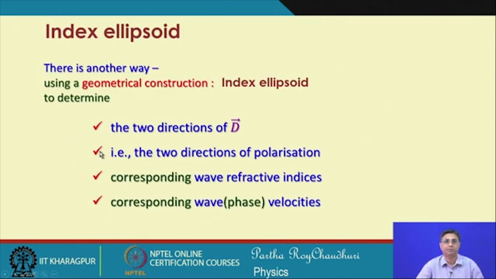Now, we will make a different approach, that is a geometrical construction, and will be called as index ellipsoid construction. This will again help us to determine the same thing, that is the two directions of the displacement vector, that is the two directions of the polarization when the direction of propagation of the electromagnetic wave is specified. Then the corresponding wave refractive indices, which will come not from the solution of the eigenvalue equation, but from this index ellipsoid, the minor axis and major axis, half axis of this ellipsoid, and the corresponding wave velocities. So, all these quantities can again be found out by using this geometrical construction of index ellipsoid. This is also called the optical indicatrix.